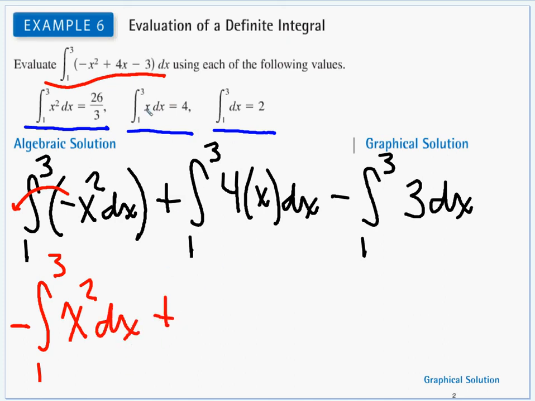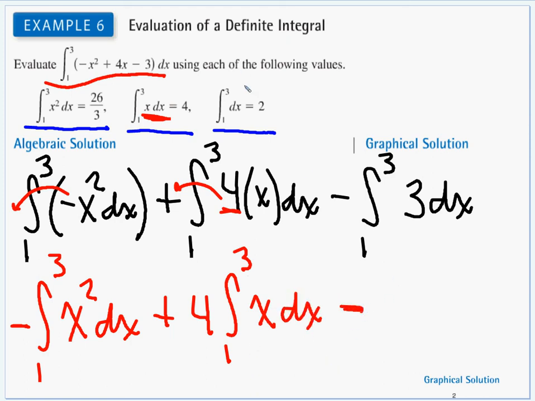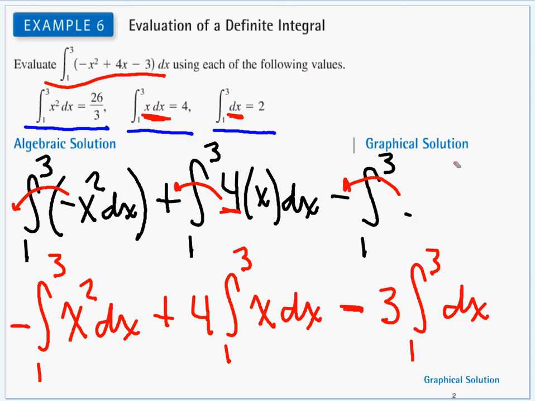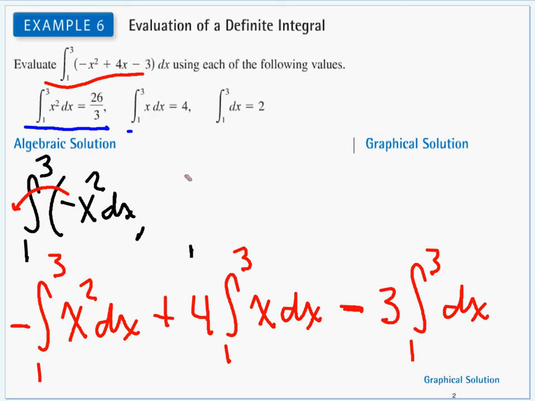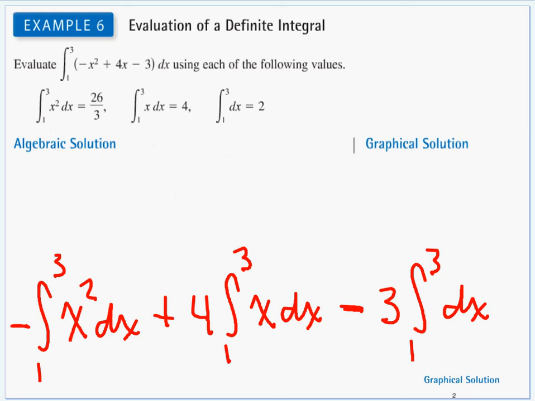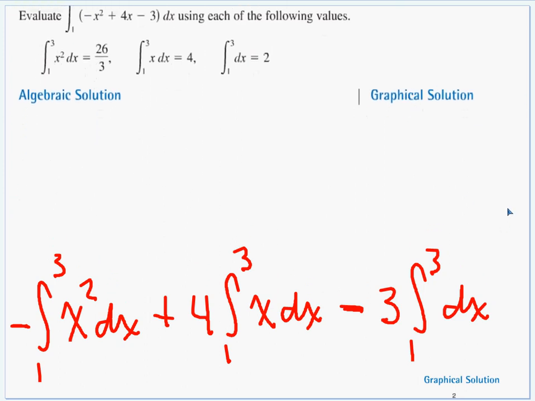Plus, we have in our key an x dx. Here we've got a 4x dx, so we can factor this 4 out. So now that's 4 times the definite integral 1 to 3 of x dx, minus, you notice the last piece in our key, we just have a definite integral of dx, or a 1 dx, so let's factor this 3 out. Minus 3 times the definite integral 1 to 3 of dx. So now we've broken up the problem into components very similar to those in our key up here.